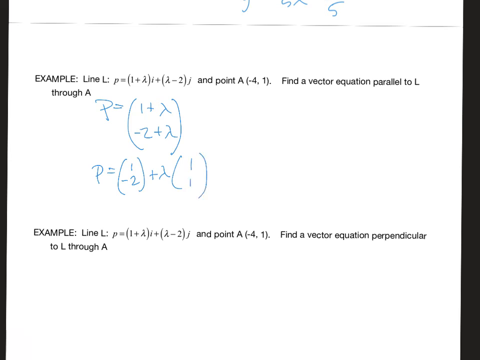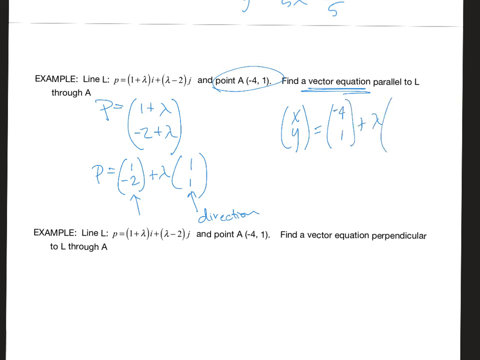If you remember writing lines in vector form, I needed a starting point and I needed a direction. So now that I have a direction and I have a point, I should be able to write a new vector equation. Vector equations look like this. And they have a starting point, which was given to me. And they give me a direction, which I had to find from here.